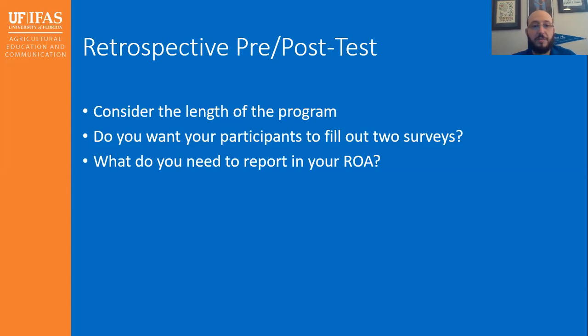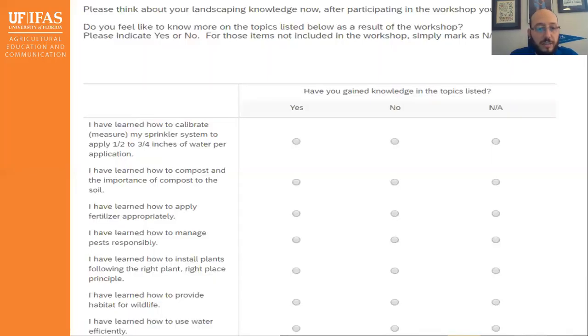So I'll give you guys a few examples of what the retrospective looks like. And Tina, this will resonate with you because this was actually pulled from one of your surveys. This is a retrospective where they simply ask if their knowledge increased in each one of these areas. So I've learned how to calibrate, I've learned how to compost, I've learned how to apply fertilizer, I've learned how to manage pests responsibly, etc. So this is something you would just administer after a workshop, ask them to reflect on their knowledge, and utilizing that introduction above, if their knowledge increased, they said yes.